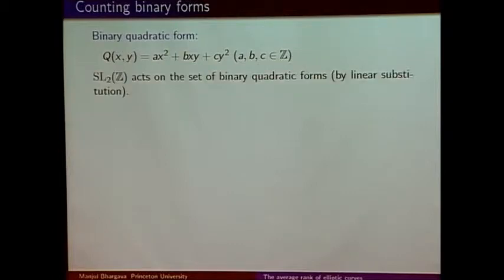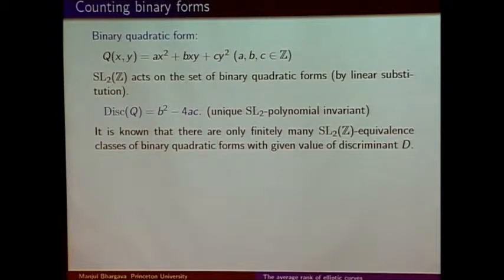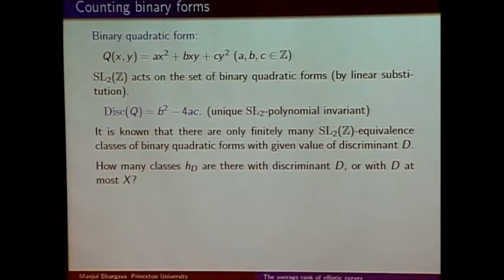Okay, so remember, for binary quadratic forms, SL2Z acts on binary quadratic forms, and as I mentioned, there's just one invariant called B squared minus 4AC. And that's the unique SL2 polynomial invariant. And Minkowski's theorem is that there's only finitely many SL2Z equivalence classes of binary quadratic forms having a given value of the discriminant. So there are only finitely many, and so the natural question is to ask how many such orbits do you expect on average? So how many classes h(D) are there with discriminant D when D is at most some large number X?